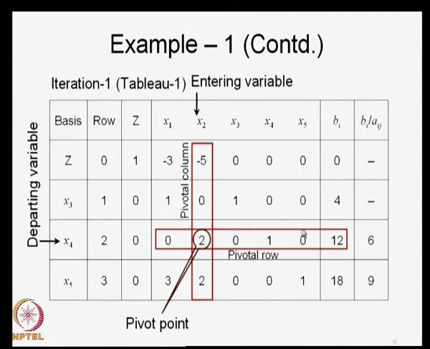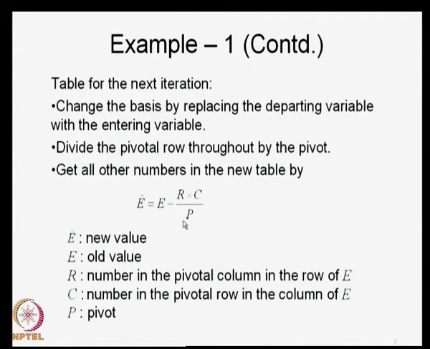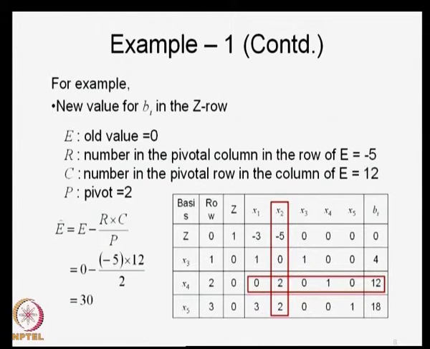So, you identify, corresponding to that number, the pivotal column element and the pivotal row element, and divide by the pivot. This is what it says: E minus R into C divided by P. You can get used to this and start doing it mechanically. Let us say you have this table, and I will show you how to convert it. Let us say you want to convert this 0 here.